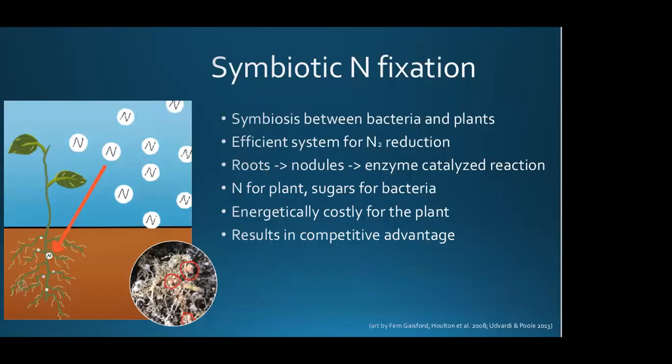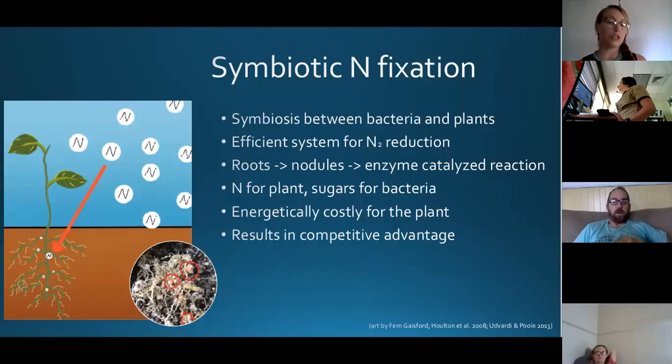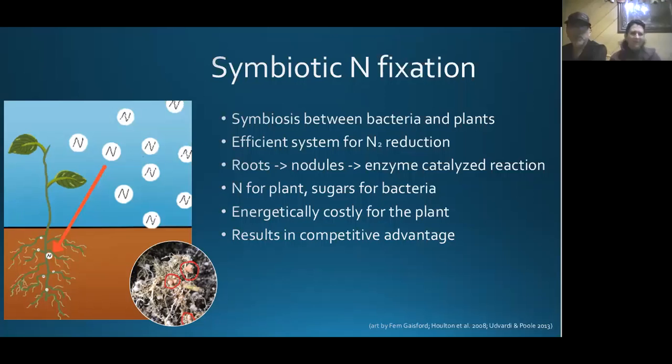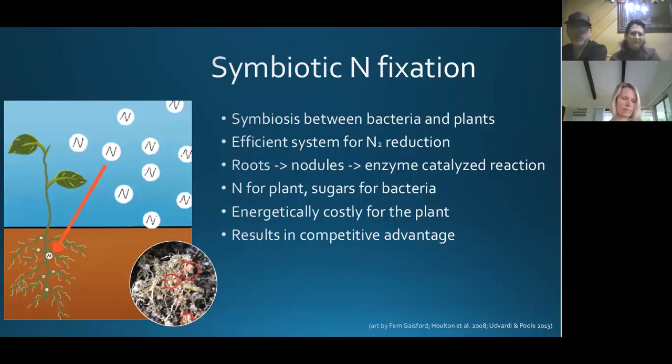Within the nodules, the bacteria use the enzyme nitrogenase to catalyze the reduction reaction that converts atmospheric nitrogen to ammonia to be delivered to the host plant. The host plant provides carbon-based metabolic compounds, generally sugars, and oxygen to the bacteria to power the process. Although this is a costly process for the plant, the trade-off is a competitive advantage, particularly under conditions of low soil nitrogen availability.